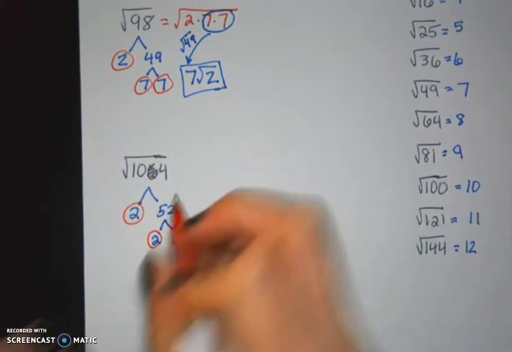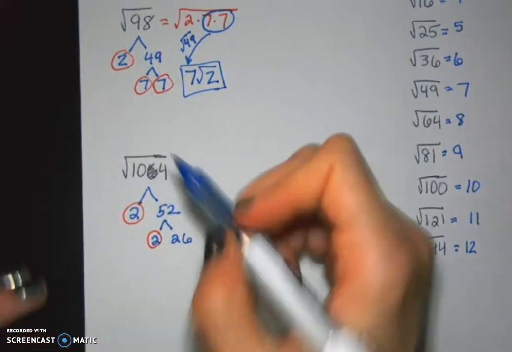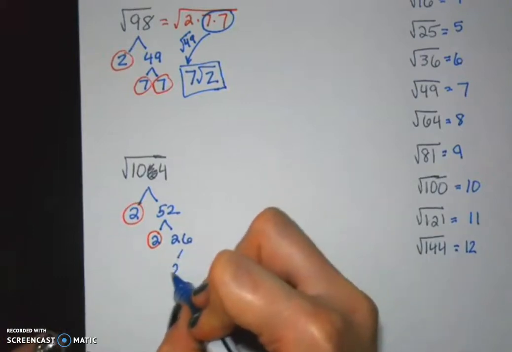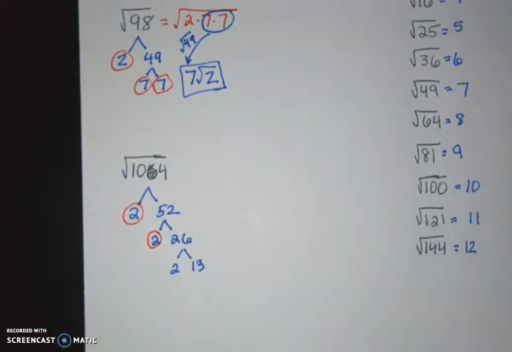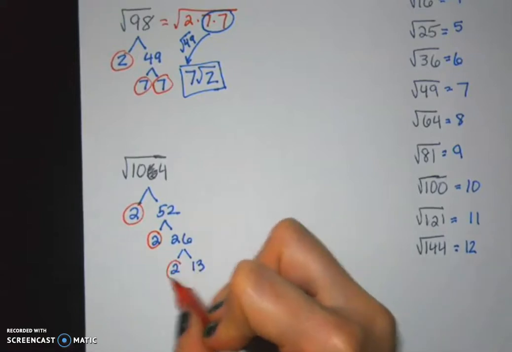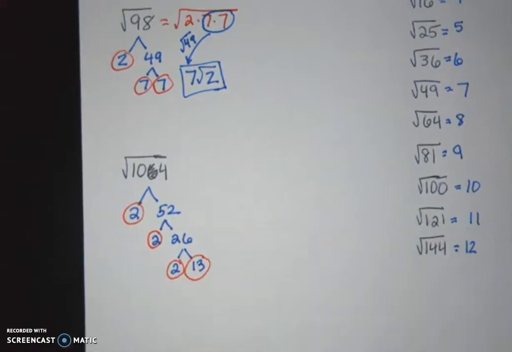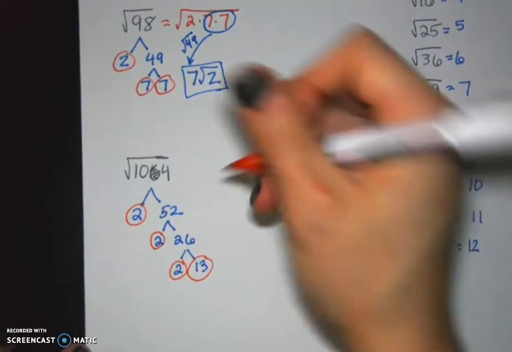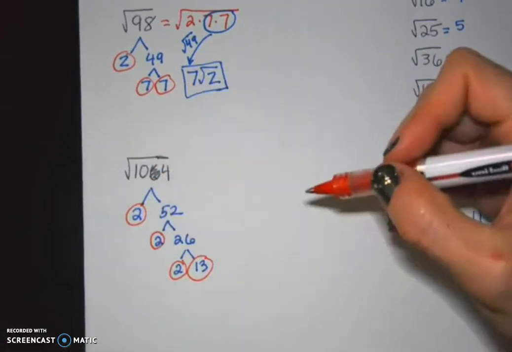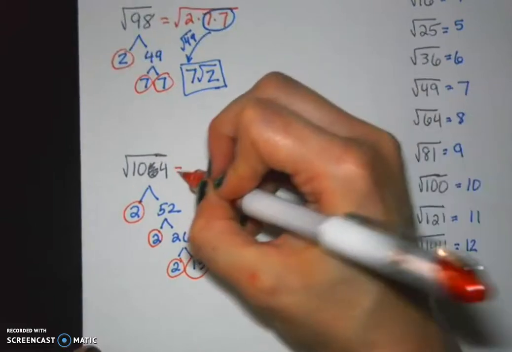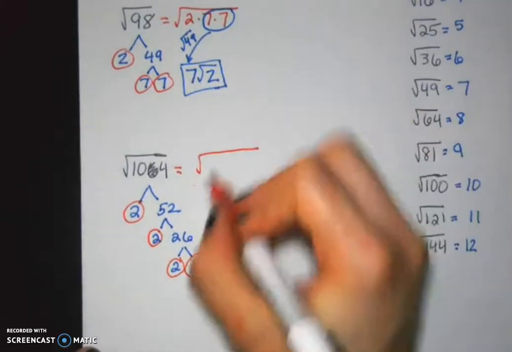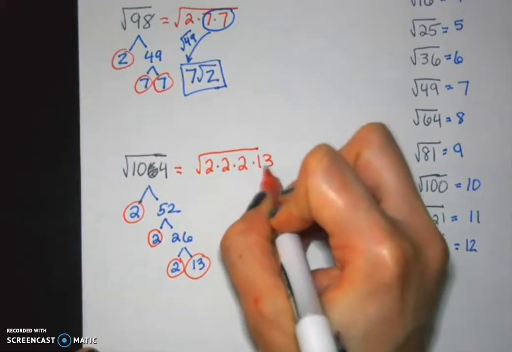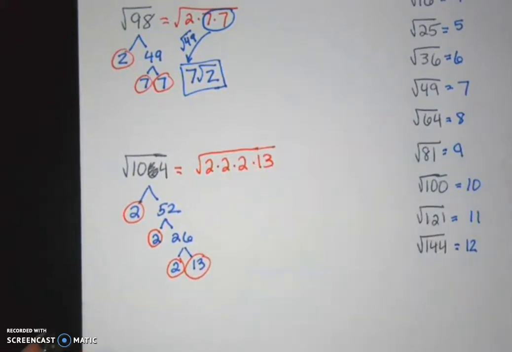You notice that every step I am circling my prime number. Now 26 is 2 and 13. 2 and 13 are both prime numbers. Now that every branch ends in a prime number, I can create my prime factorization as 2 times 2 times 2 times 13.